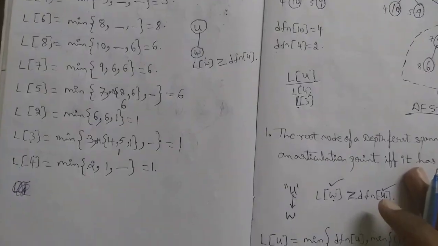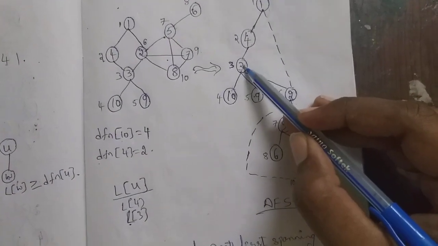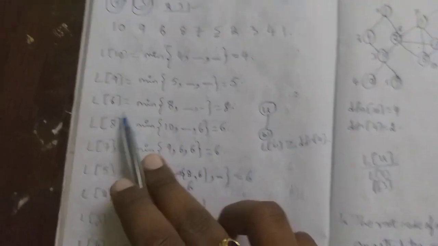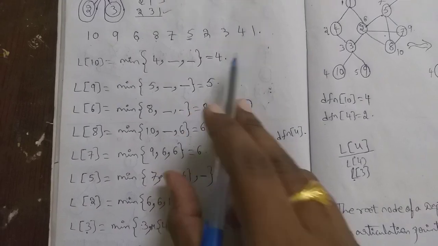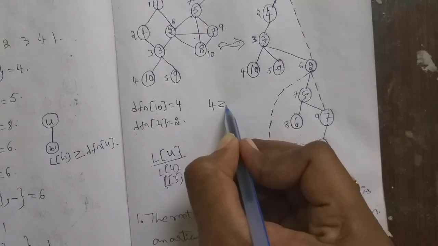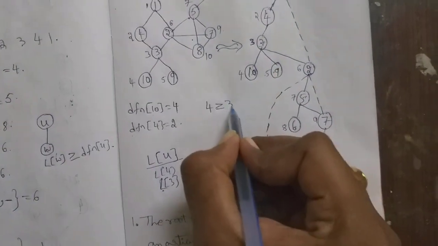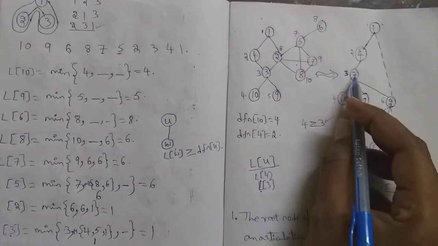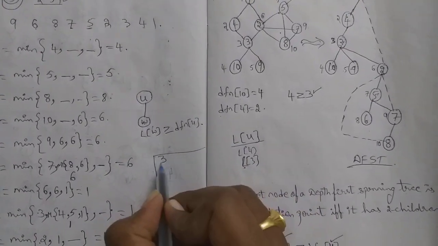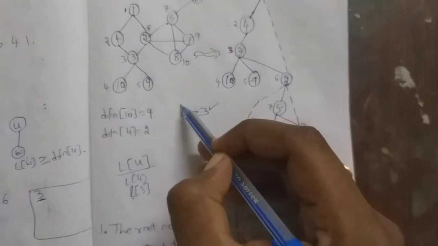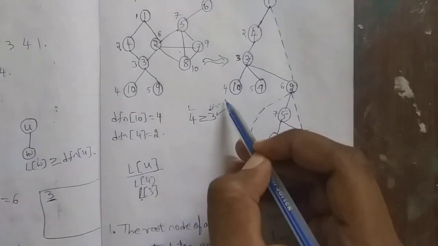Can you tell me any node like that? If you observe in the graph, for vertex number 3, what is the child's L value? Vertex number 10. The L value of 10 is 4. For 3, child 10 has L value 4, which is greater than or equal to the depth first number of 3. The depth first number of 3 is 3. Therefore, U 3 is an articulation point. The first articulation point you can say is 3, since the child of 3, which is 10, has an L value greater than the depth first number of 3.